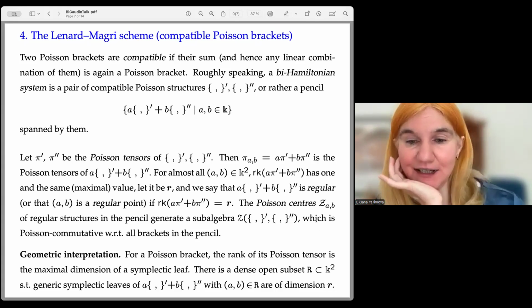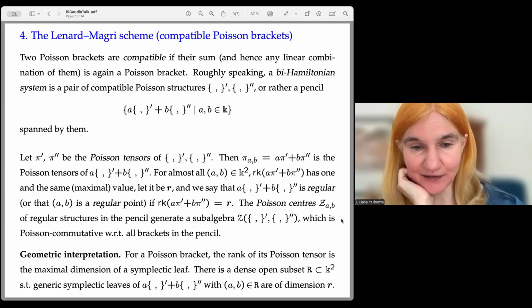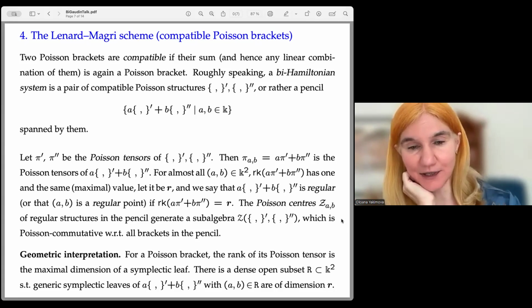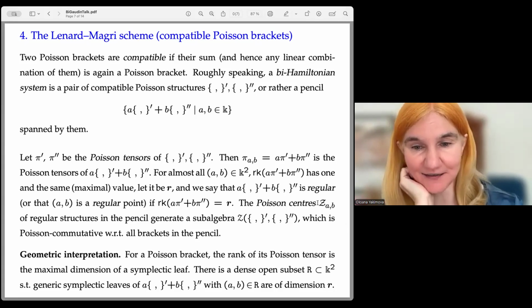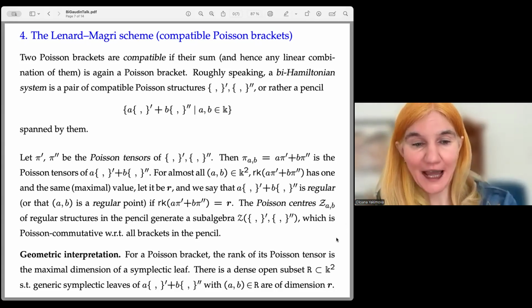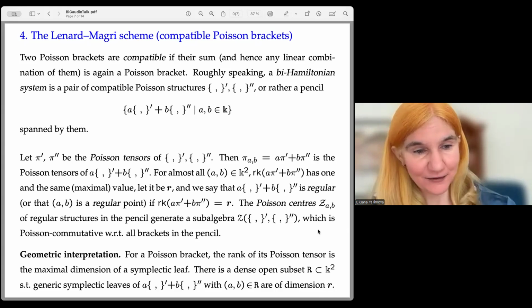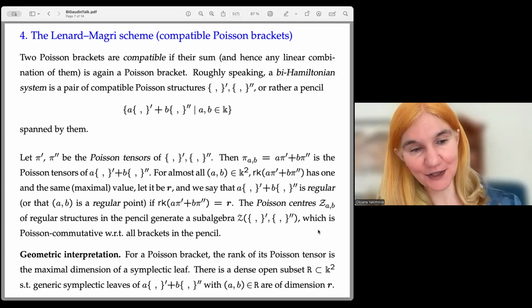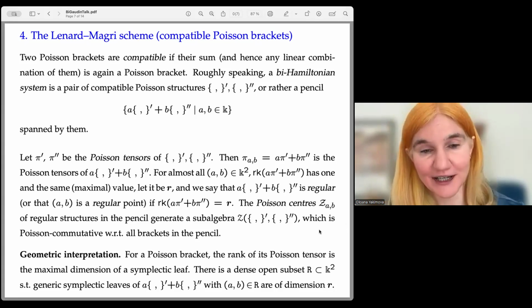And then, having regular and singular, we forget about the singular structures and take only the regular. For each regular structure, we take the so-called Poisson center, the algebra which commutes with everything. With the Poisson centers of all regular structures, we generate a subalgebra, which is Poisson commutative with respect to all brackets in the pencil.